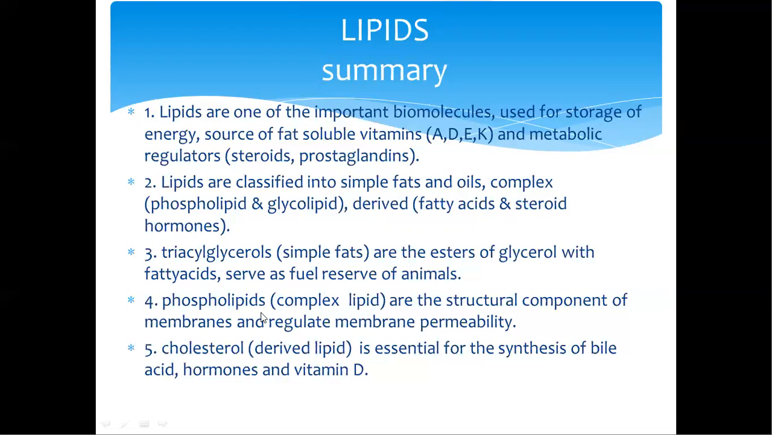And the next one is phospholipids, which come under complex lipids. These phospholipids have a hydrophobic tail and a hydrophilic head. They are components of cell membranes and are useful for regulating membrane permeability. Depending on these phospholipids, some specific ions will be permeable. And the last one is cholesterol, which is a derived lipid that is very essential for the synthesis of bile acids, hormones, and vitamin D.